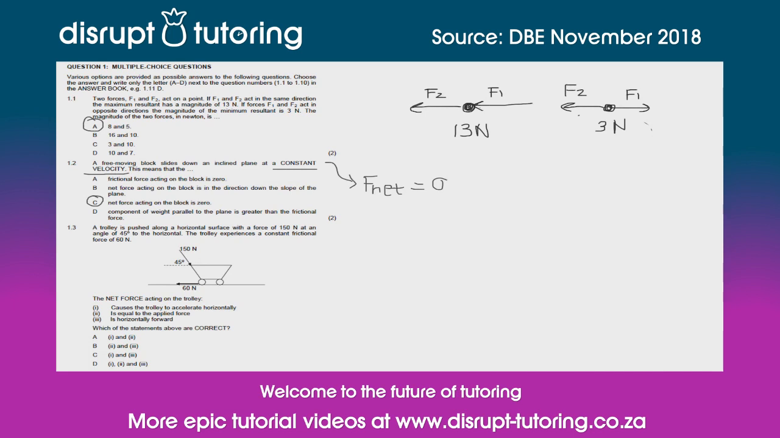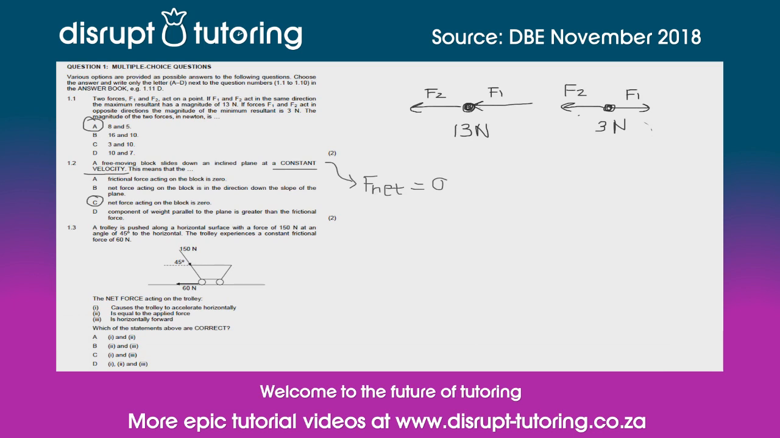Okay, going on to 3. It says a trolley is pushed along a horizontal surface with a force of 150 newtons at an angle of 45 degrees to the horizontal. The trolley experiences a constant frictional force of 60 newtons. The net force on the trolley can either cause the trolley to accelerate horizontally, be equal to the applied force, or be horizontally forward. And we've got to pick the answers to those.